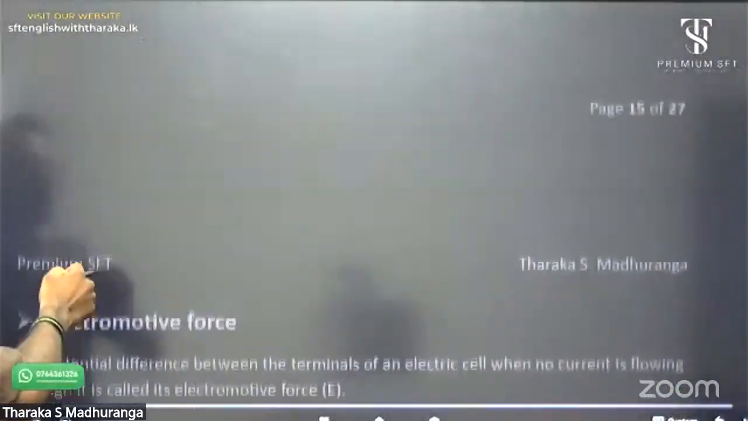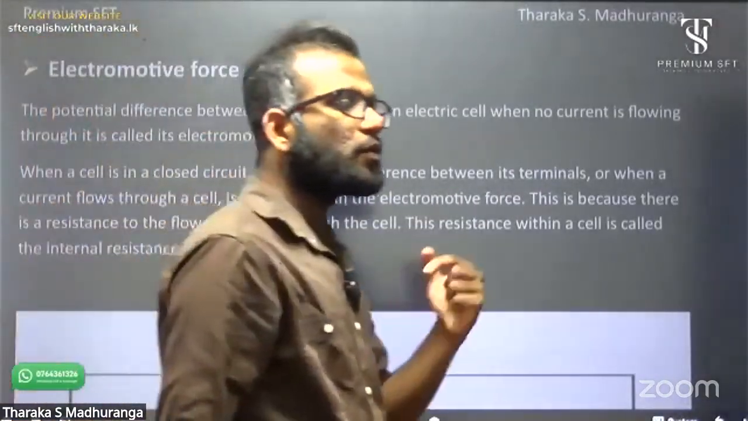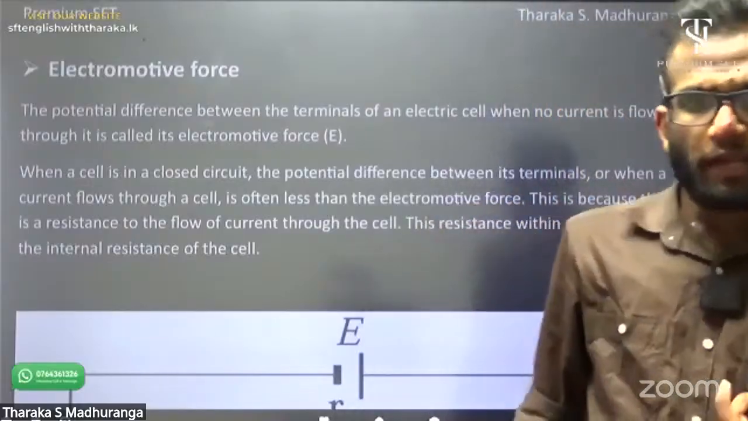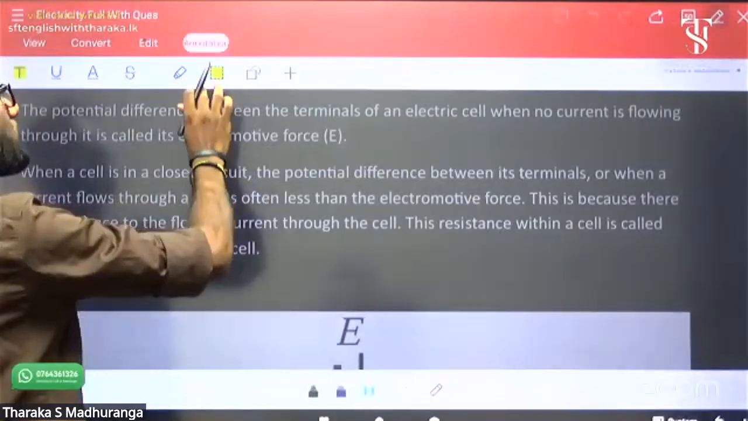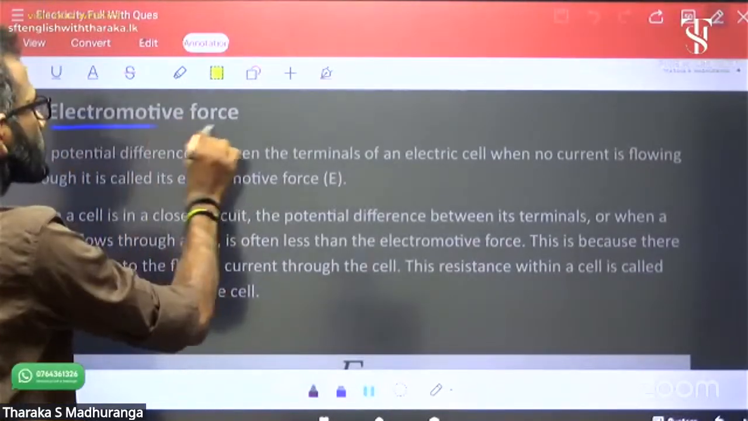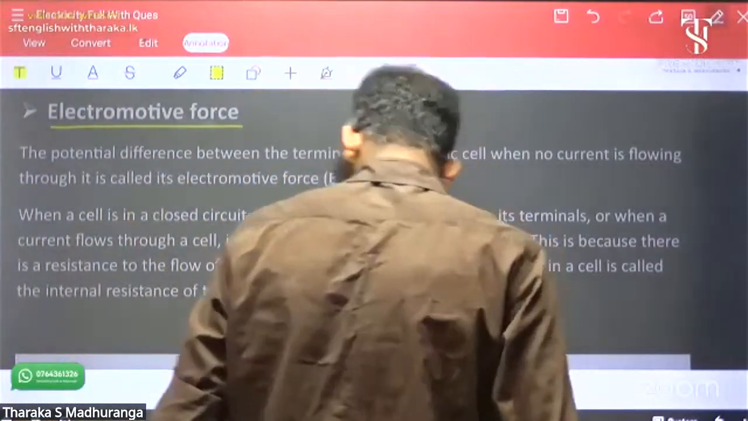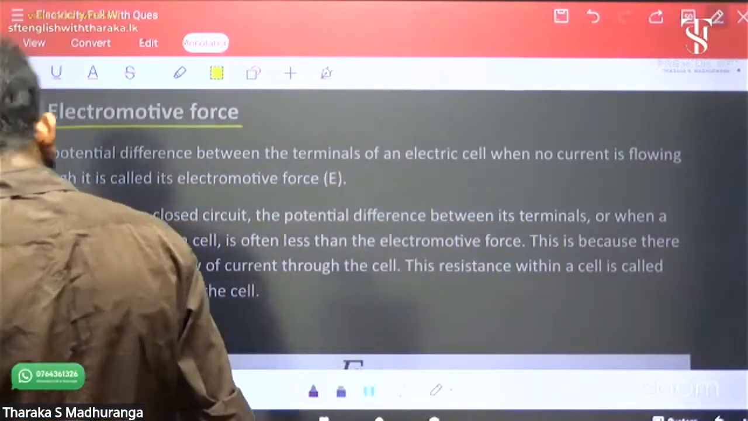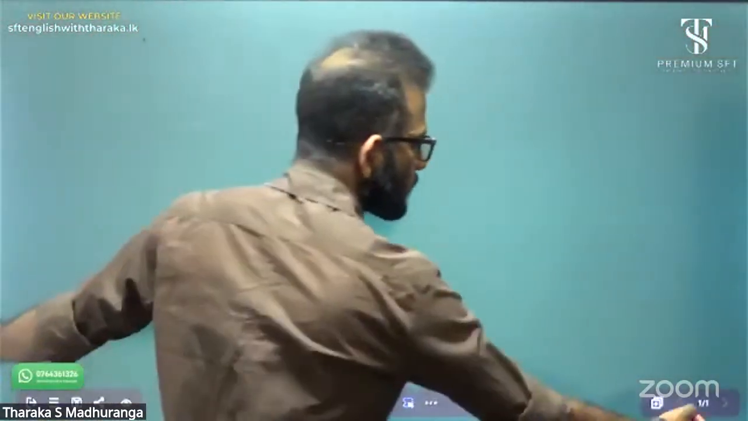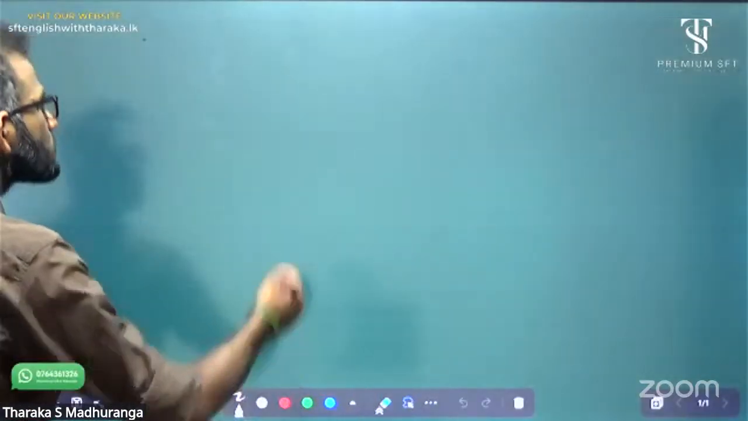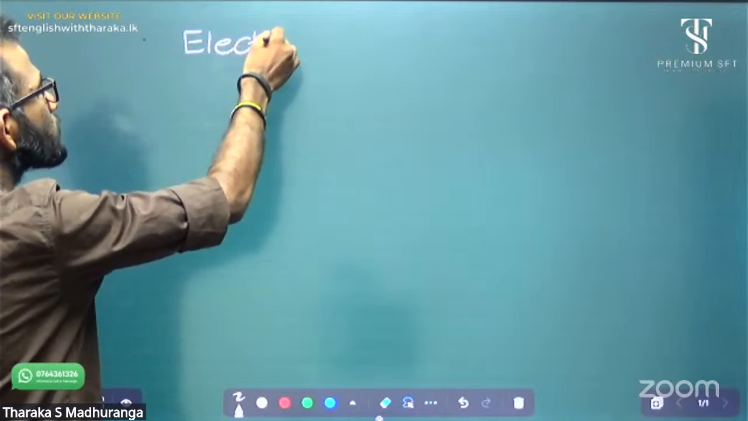Before moving to Kirchhoff's law, I am going to explain the meaning of this electromotive force. What do you think? What is the meaning of electromotive force? It's a force due to electromotive factors. What is the meaning of electromotive force?